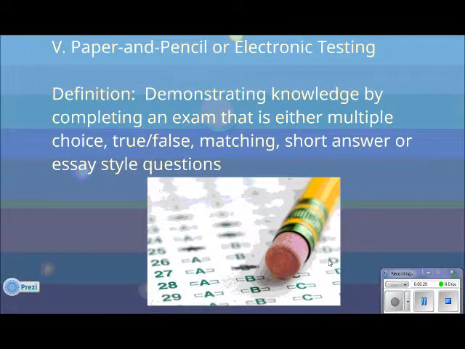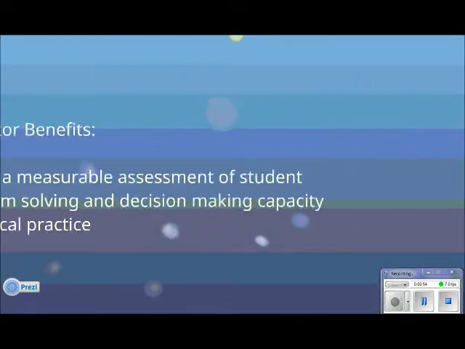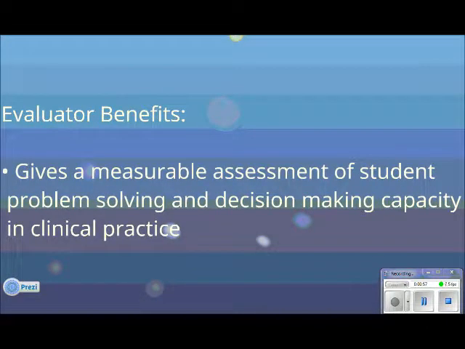The fifth type of written communication includes pencil and paper or electronic testing. We are all familiar with the infamous Scantron tests that are pictured below. By definition, this is the ability to demonstrate knowledge by completing an exam that is either multiple choice, true, false, matching, short answer, or essay style questions. The evaluator benefits to this method gives a measurable assessment of student problem solving and decision making capacity in clinical practice.